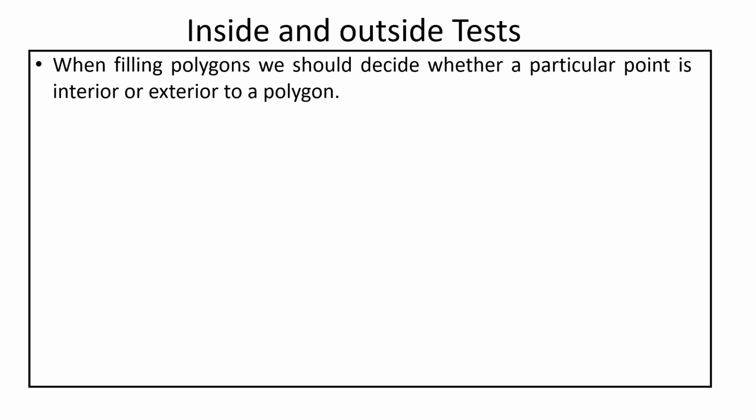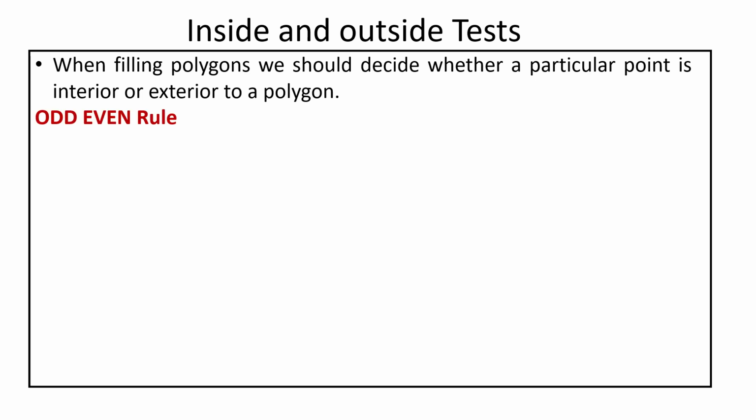To identify whether a pixel lies within the boundary of the polygon or outside the boundary of the polygon, we need to perform a test called the inside-outside test. So what is this inside-outside test? When filling the polygon, we should decide whether a particular point or pixel is interior or exterior to the polygon. If and only if the point is interior, it will be highlighted with a color. If it is exterior, we are not going to fill it.